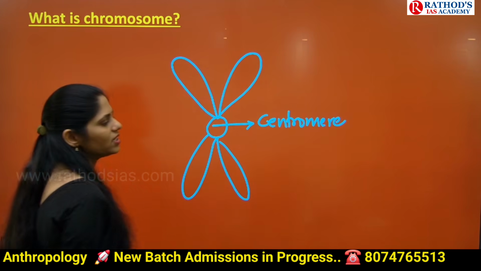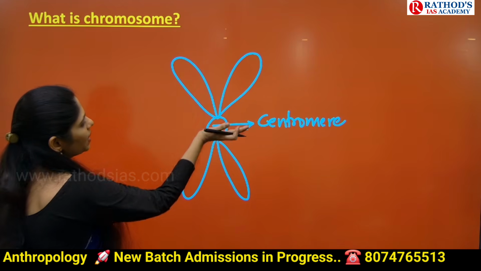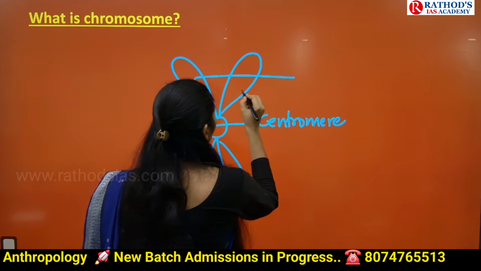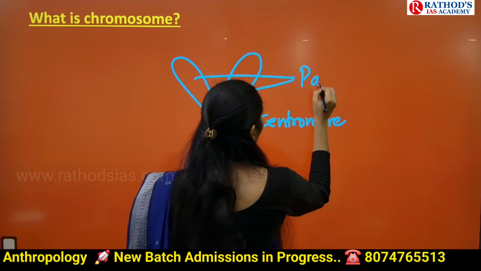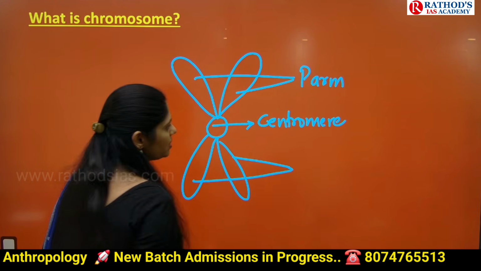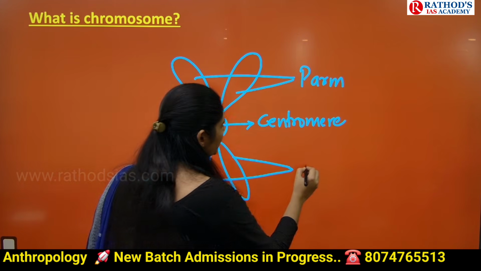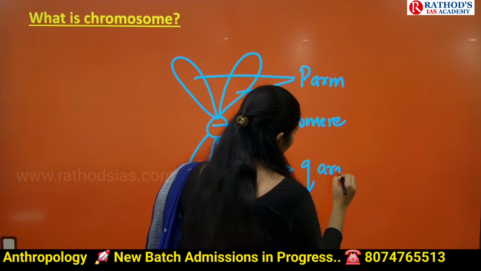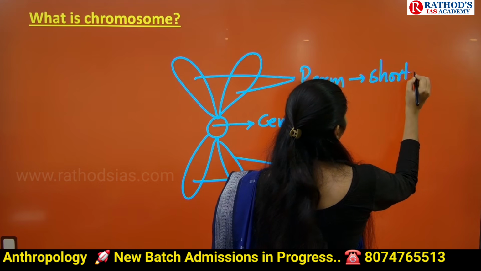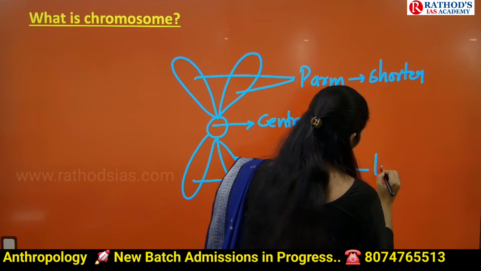The center part is called the centromere, and on the upper side of the centromere we have two arms, and these arms are called the P arm. And on the lower part we again have two arms. These two arms are called the Q arm. This arm is the shorter arm and this arm is the longer arm.